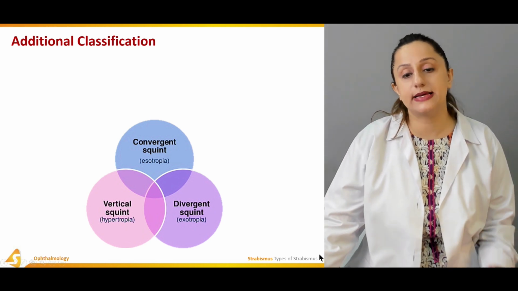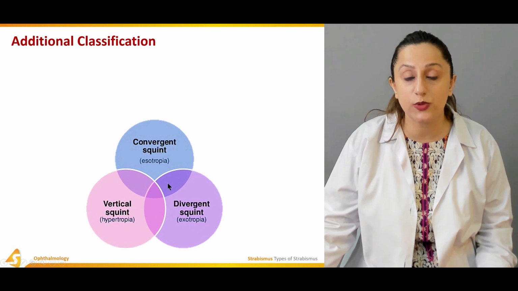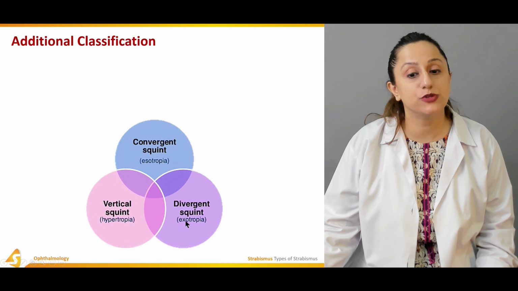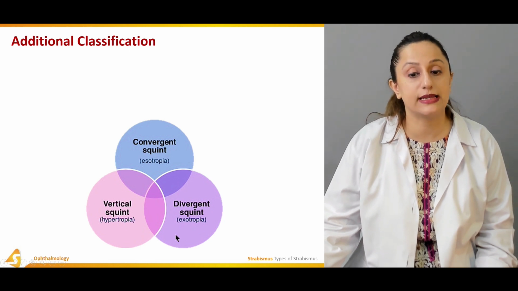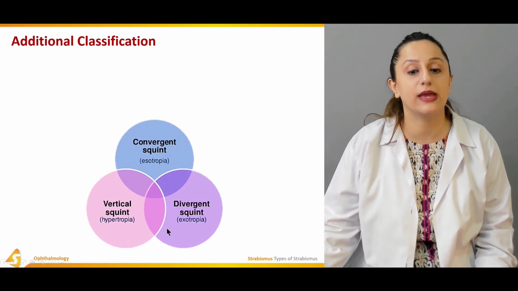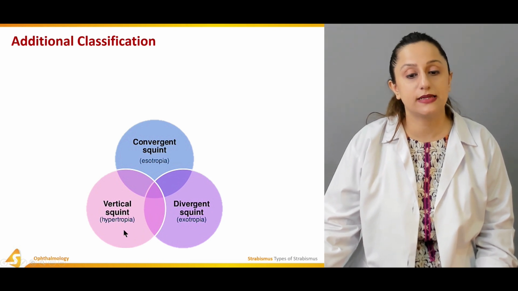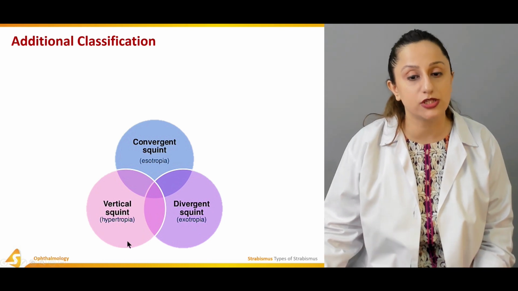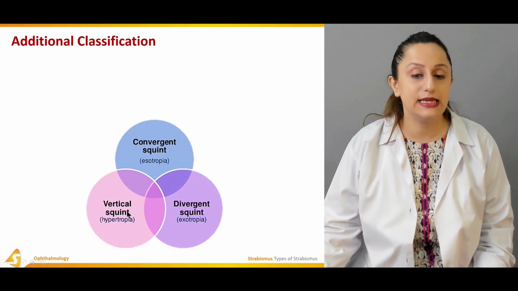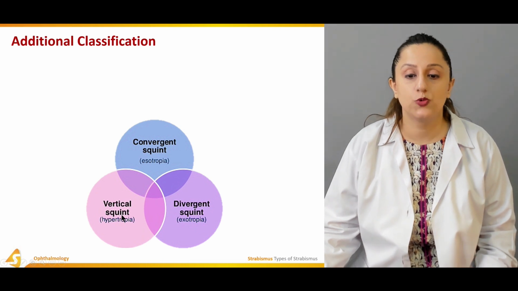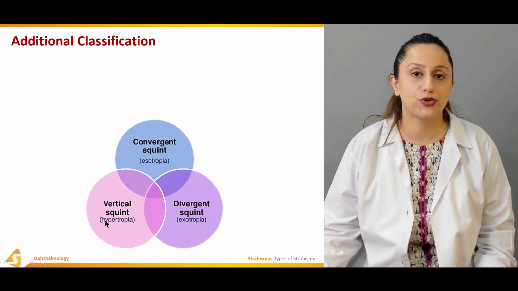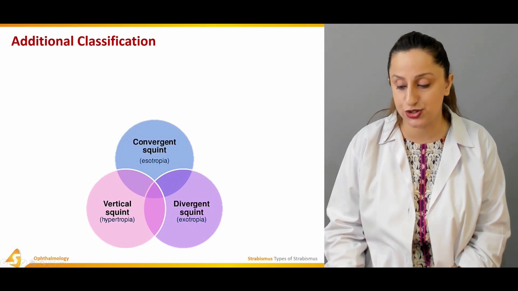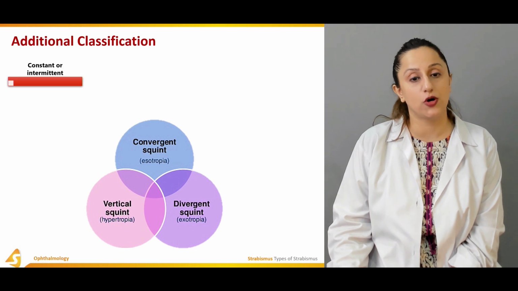We also give the terminologies of convergent squint, in which there is a bilateral esotropia. Then we have a divergent squint, in which there is a bilateral exotropia. Then we have a vertical squint, which is basically the hypertropia, seen bilaterally. So all of these terminologies are going to be seen in bilateral conditions: convergent, divergent, or vertical squint. These terminologies relate only to the bilateral conditions of the strabismic phenomena that we're talking about.